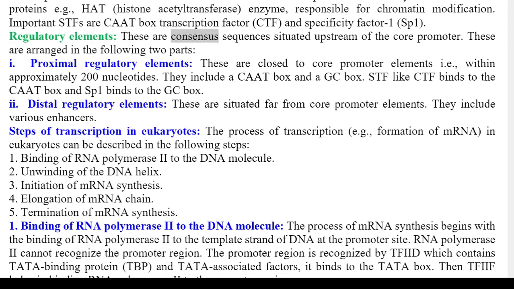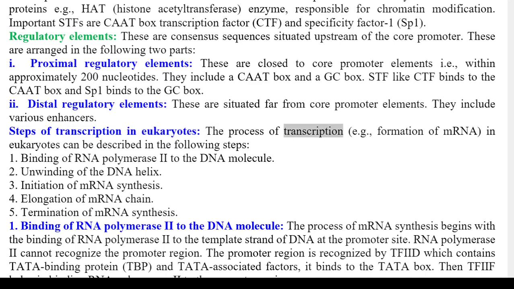Regulatory elements. These are consensus sequences situated upstream of the core promoter. These are arranged in the following 2 parts. 1. Proximal regulatory elements. These are close to core promoter elements, i.e., within approximately 200 nucleotides. They include a CAAT box and a GC box. STF like CTF binds to the CAAT box and SP1 binds to the GC box. 2. Distal regulatory elements. These are situated far from core promoter elements. They include various enhancers.